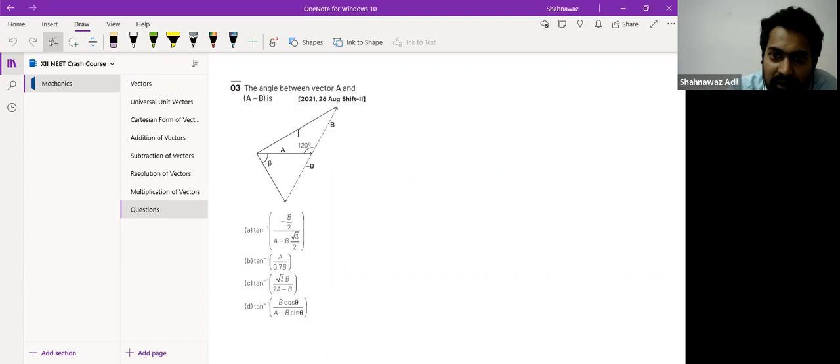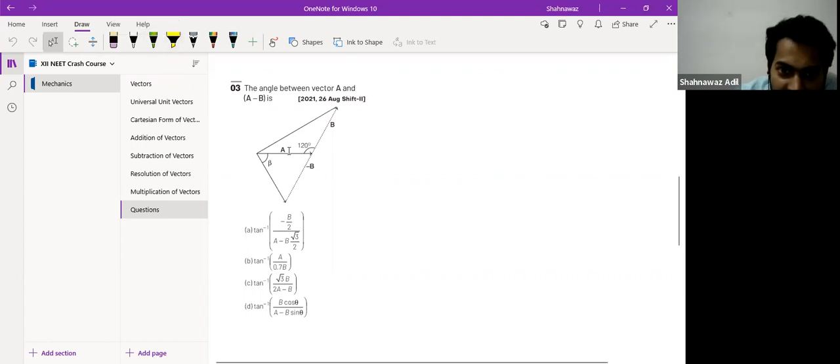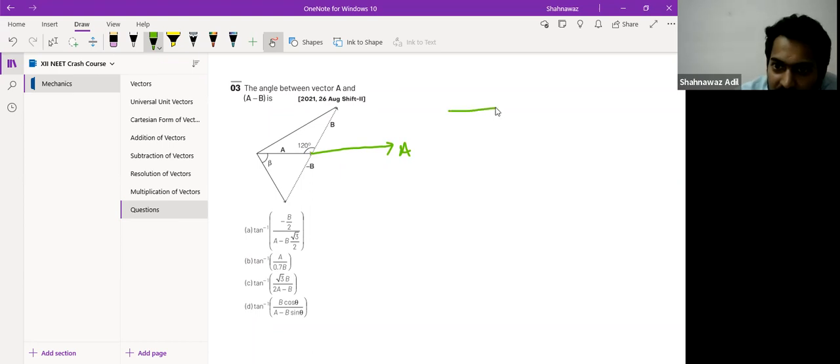Haider? Yes, sir. What will be your approach? So first we'll see that the angle between vector A and vector B is 120 degree. Yes, the angle between vector A and vector B is what? 120 or what? This is vector A. So we always count the angle with the tails of the vectors, right? Not the head or tail. Yes, sir. So what is the angle between A and B?